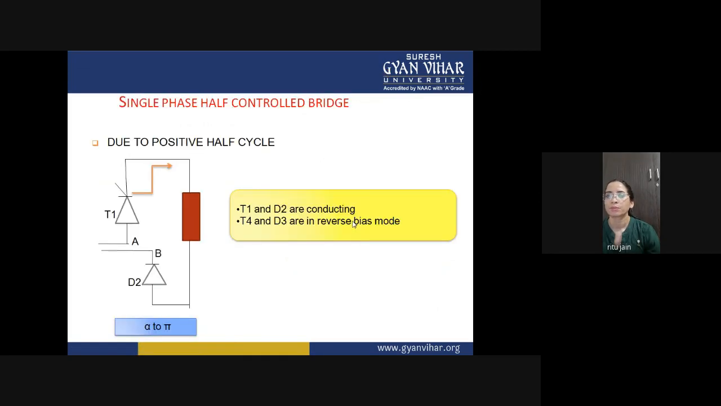Now, in the single phase half controlled bridge during the positive half cycle, you can see that T1 and D2 are conducting. The triggering angle may be alpha to pi, and T1 and D2 will be in conduction mode, and T4 and D3 are in reverse biasing mode.